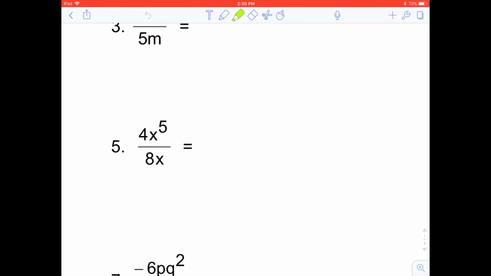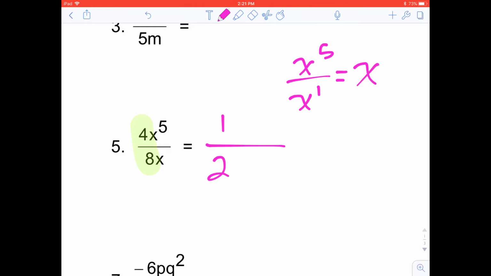The first thing you want to do is start with the coefficients. I'm going to draw a fraction bar. 4 divided by 8 is reduced down to 1 over 2. Now our rule says that if you have x to the 5th divided by x to the 1st, you take your letter and just subtract the exponents. 5 minus 1 would make that x to the 4th. And we could leave it like this.